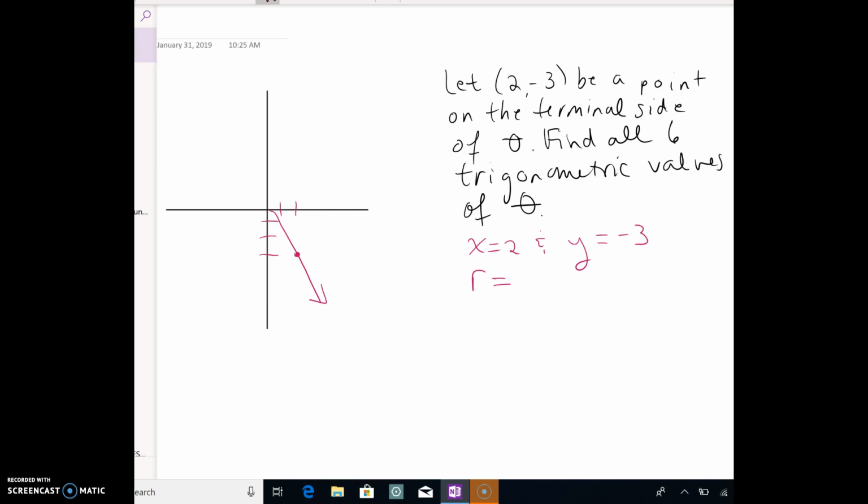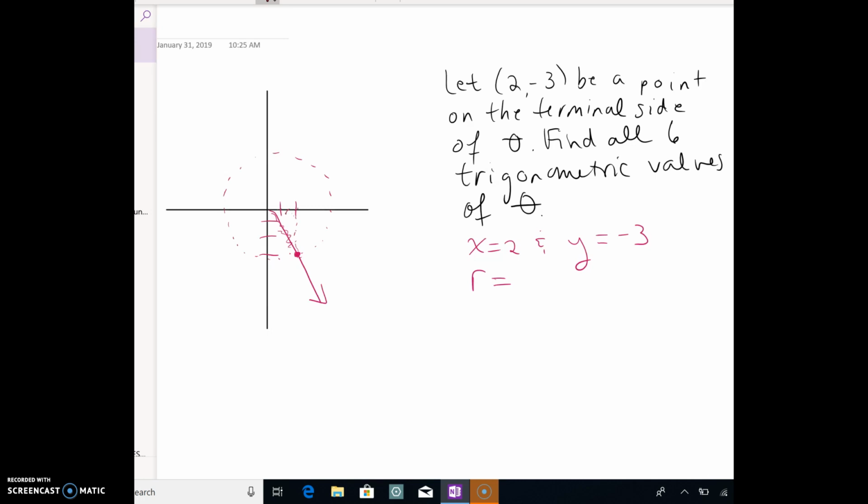But r is really the radius of the circle right over here, where one of the points on the circumference of the circle is the ordered pair (2, negative 3). Now again, looking at this circle, we can figure out this distance right here by using the Pythagorean theorem. We can figure out r using the Pythagorean theorem, because we can turn this into a triangle. And so I'm going to make some dashed lines over here to help you represent the triangle.